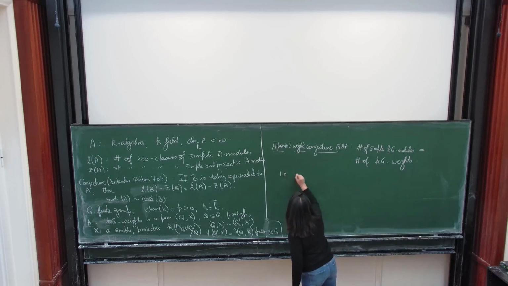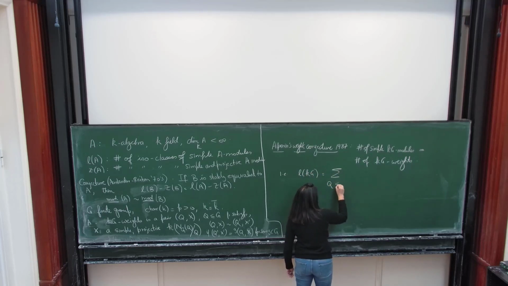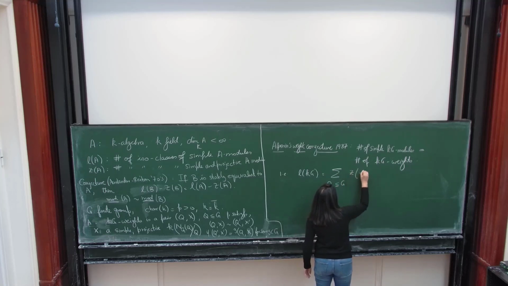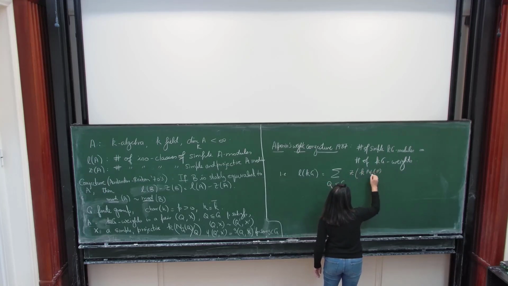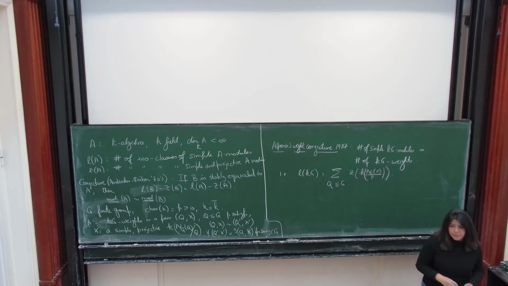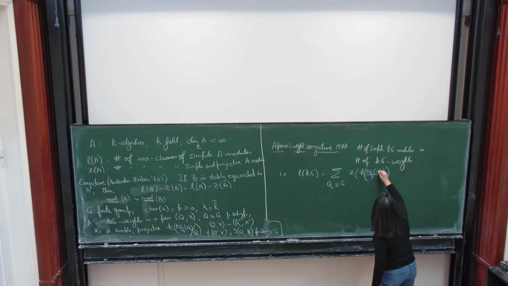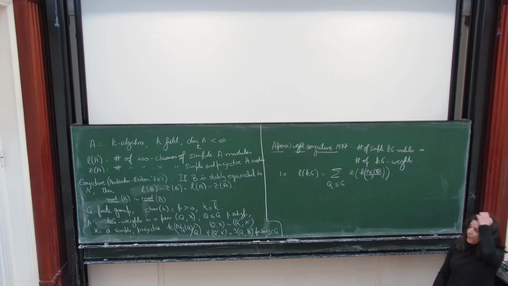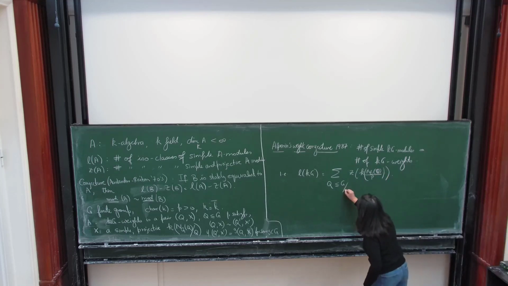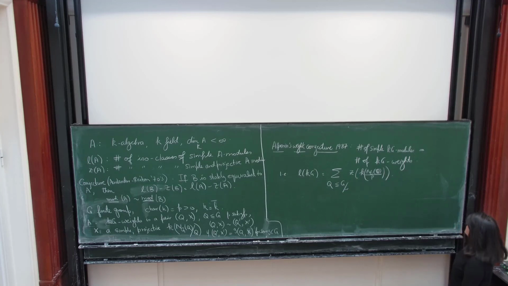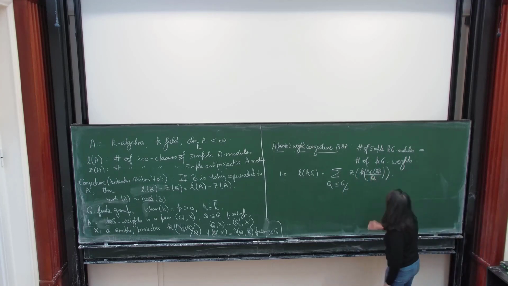So, i.e., L of kG equals the sum, as Q runs over p-subgroups of G up to conjugation, of the Z of k, normalizer in G of P, mod P. So on the right side you count simple projectives of local subquotients. And this is up to conjugation.